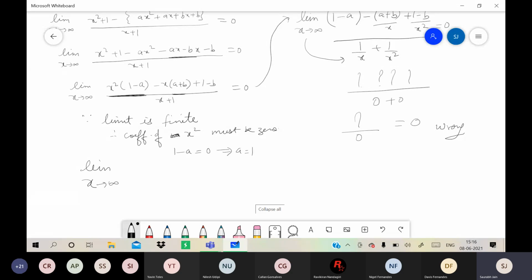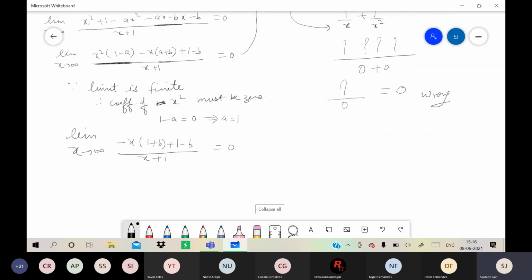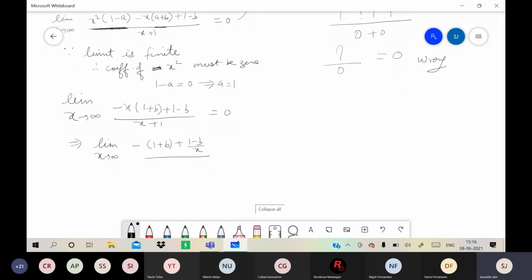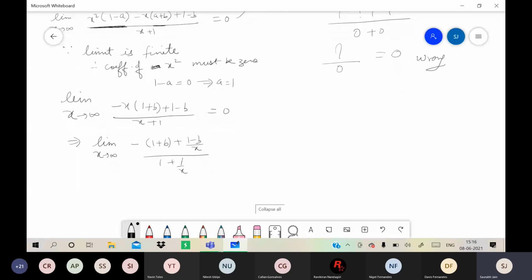You put a as 1 here: minus x upon 1 plus b plus 1 minus b upon x plus 1. Correct? And now you divide numerator and denominator by x. So it will be minus of 1 plus b plus 1 minus b upon x. We are dividing numerator and denominator by x. Correct? This will be 1 and this will be 1 by x, which is equal to 0, which is given.